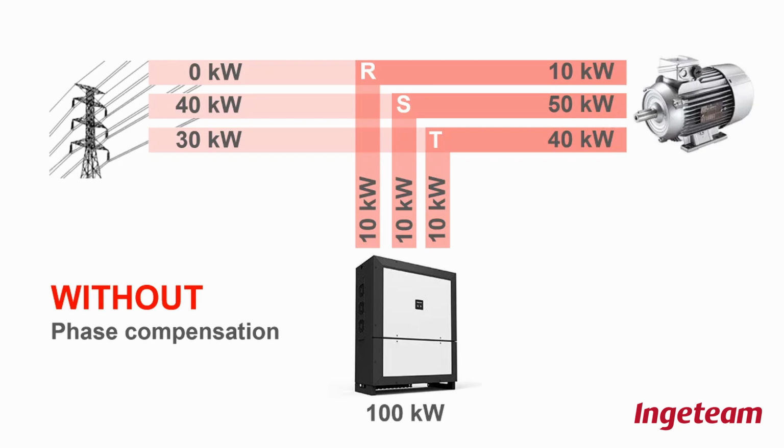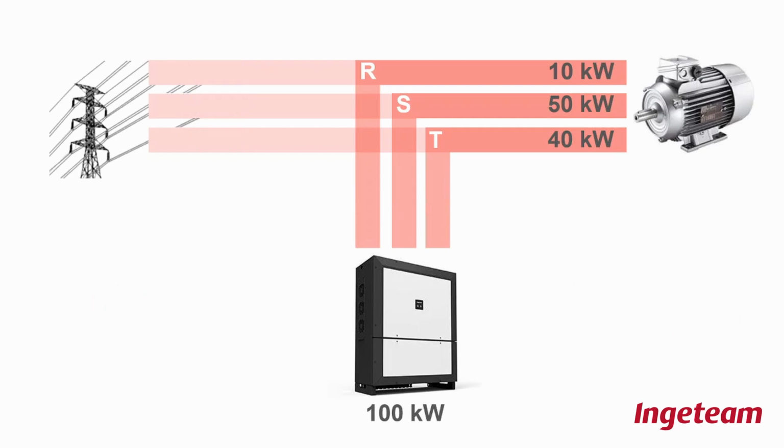As we can see, despite having photovoltaic energy available, we are forced to consume power from the grid in two of the three phases. Furthermore, the self-consumption ratio in this case is only 30%, because only that percentage of photovoltaic energy is delivered to the loads. If we activate the phase compensation option, the following would happen.